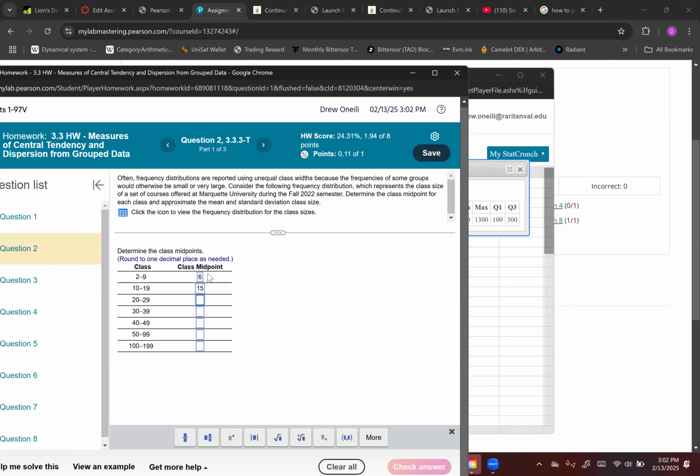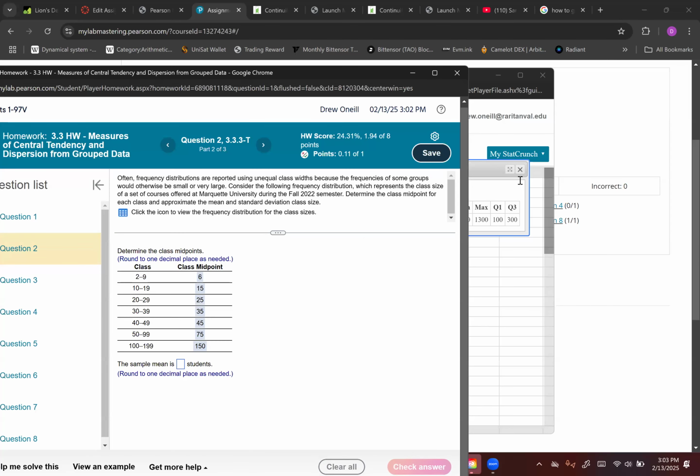Midpoints here: 15, 25, 35, and so on. 45, 55. Notice it jumps here, so what's the midpoint there? It's 75. And then the midpoint here is 150. Let's see if these are right.